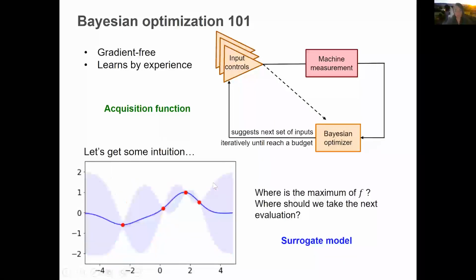In the limit of infinite models, we get something called a Gaussian process, where this is the mean of the Gaussian process, and this is the uncertainty interval of that Gaussian process. And basically, we use this as a surrogate model in order to inform the acquisition function where to choose the next input controls.